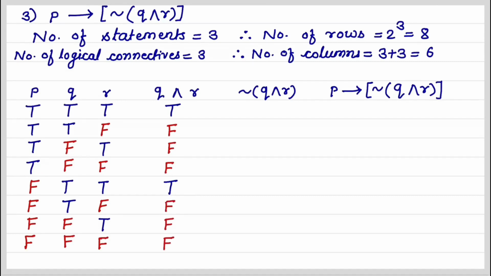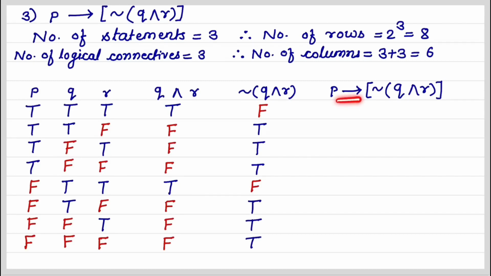Next we have to take negation of this statement. We know negation is false when statement is true and negation is true when statement is false. First and fifth value is false and all other values are true.